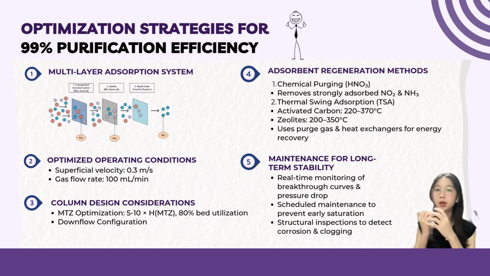We use chemical purging with HNO3 for NO and NH3 removal. Also, thermal swing adsorption (TSA) for desorption, where activated carbon is regenerated at 220 to 370 degrees Celsius, while zeolite requires 200 to 350 degrees Celsius to extend adsorbent lifespan and reduce waste. To ensure long-term efficiency, we implement real-time monitoring, scheduled maintenance, and structural inspection to prevent failures.